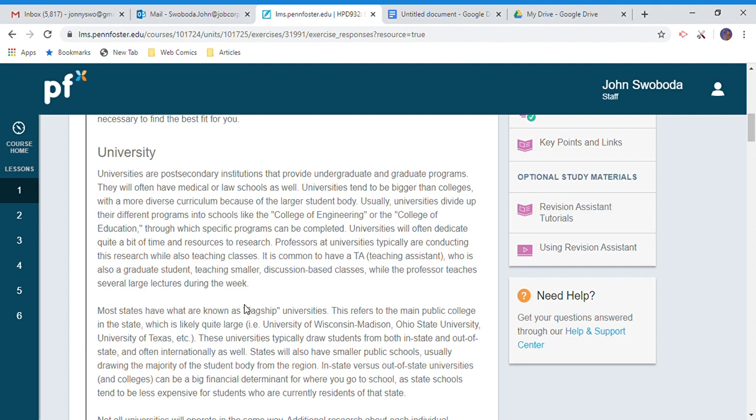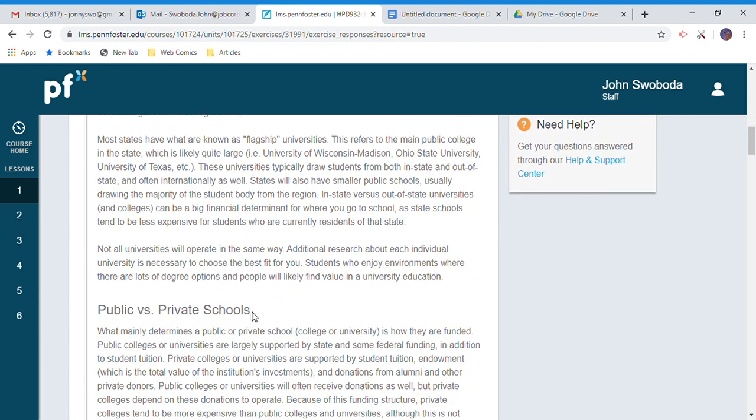Professors at universities typically are conducting this research while also teaching classes. It is common to have a TA, teaching assistant, who is also a graduate student, teaching smaller discussion-based classes, while the professor teaches several large lectures during the week. Most states have what are known as flagship universities. This refers to the main public college in the state, which is likely quite large, i.e. the University of Wisconsin-Madison, Ohio State University, University of Texas, etc. Here in Oklahoma, our flagship universities are OU and OSU.